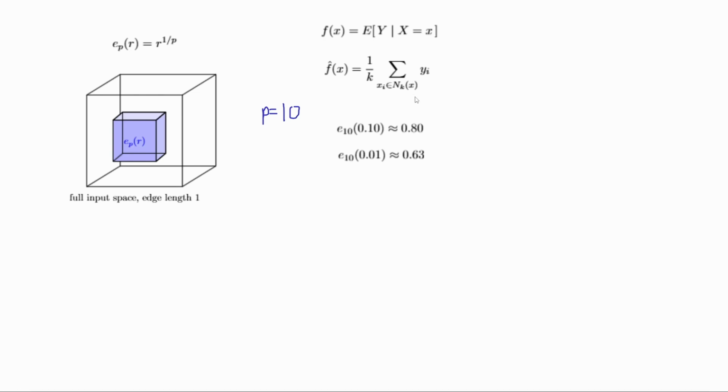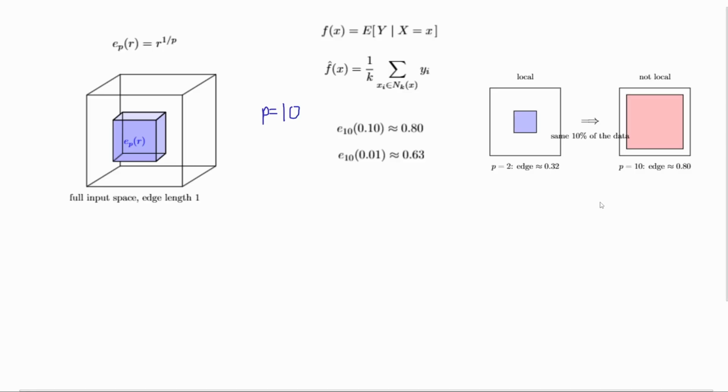But if we're reaching for even a modest fraction of the data, it means reaching out to 80% of the range on every axis. The points you're averaging aren't even close to x anymore in any meaningful sense. They're scattered across almost the entire space, possibly from regions where f looks nothing like f of x. So the averaging stops approximating local behavior and starts approximating something closer to the global average. That's actually important, so hold on to that. That's exactly the mechanism behind the bias that we're going to look at later.